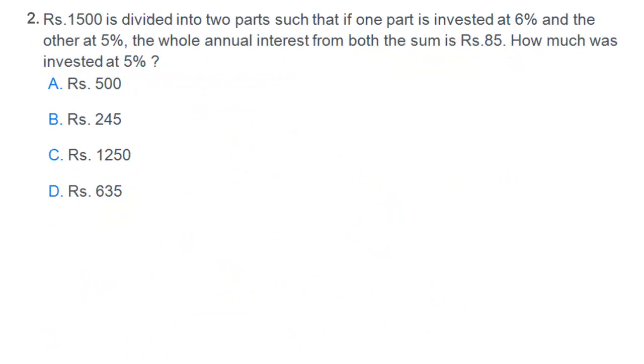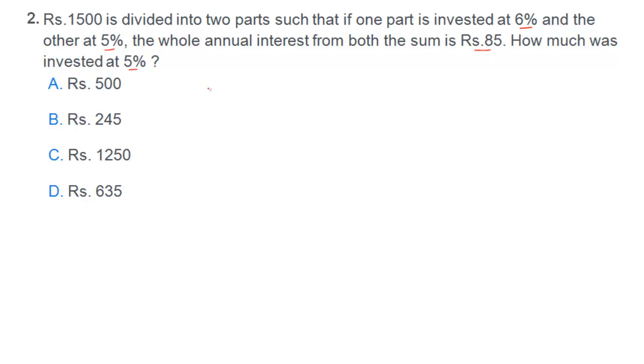Let's take the next question that says rupees 1500 is divided into two parts, such that if one part is invested at 6% and the other at 5%, the whole annual interest from both the sums is rupees 85. How much was invested at 5%? So again we have a similar situation as in the previous question, right?